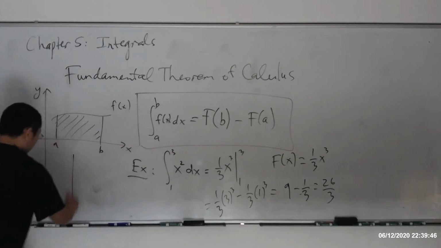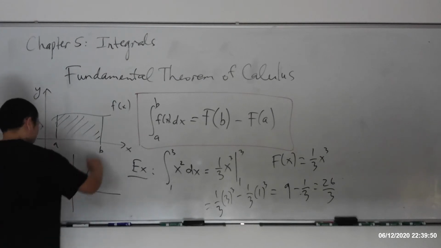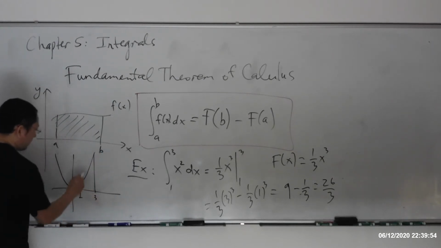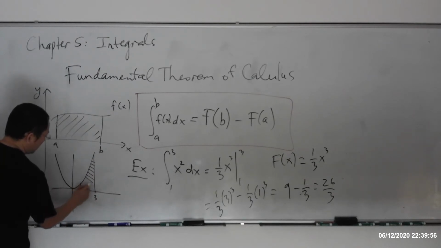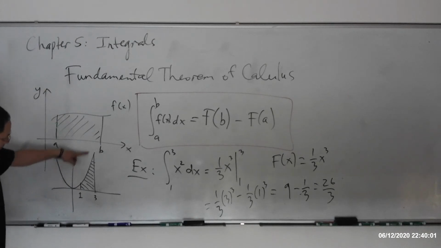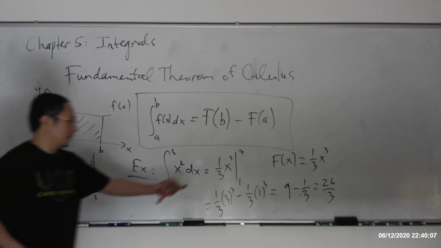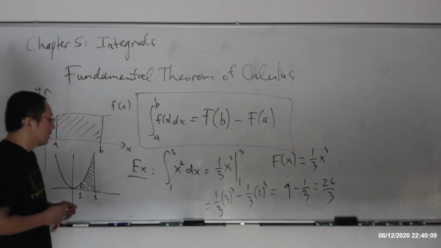Let me draw you the graph. You know what function is x squared? It's a parabola. Okay? 1 is right here. 3 is right here. This is the area that we are talking about. The area bounded by the function f of x equals x squared, which is a parabola, and x runs from 1 to 3. This is the area that we're talking about. It's going to be equal to 26 over 3. Okay?